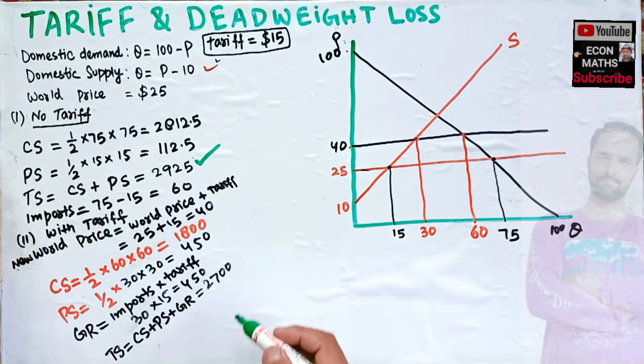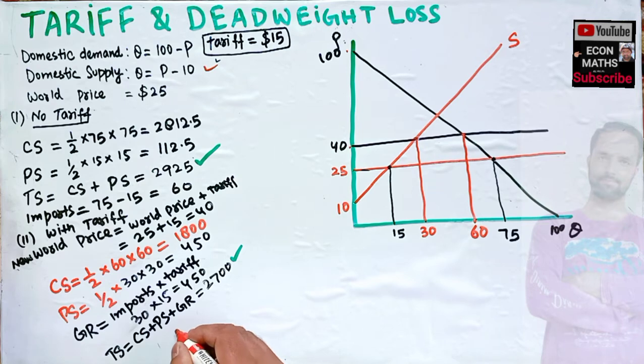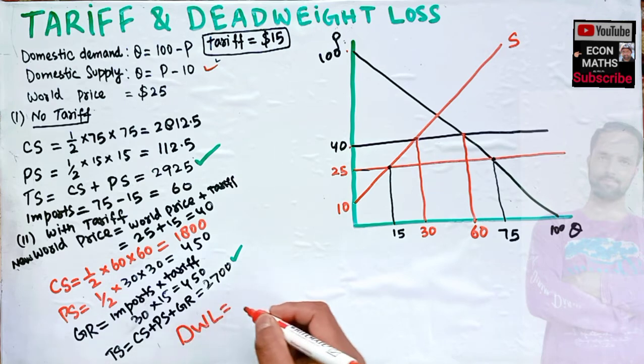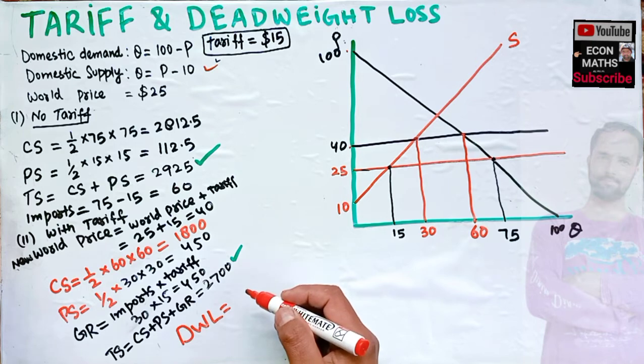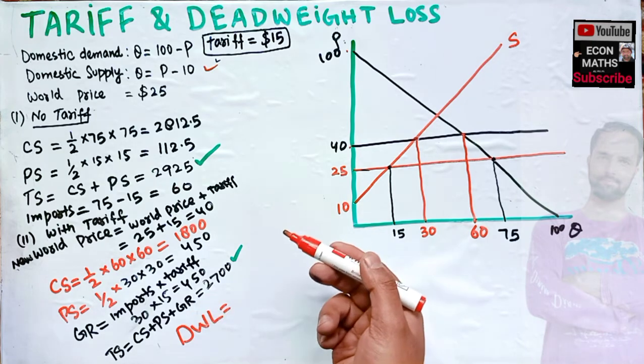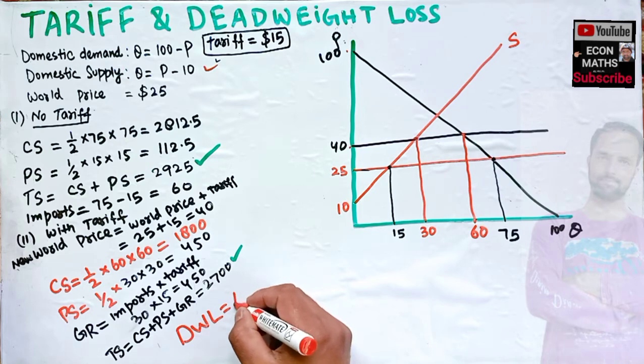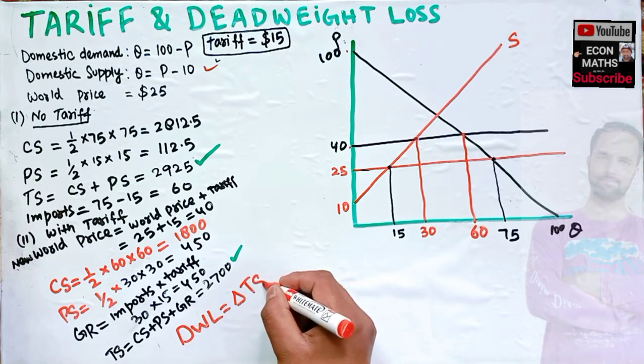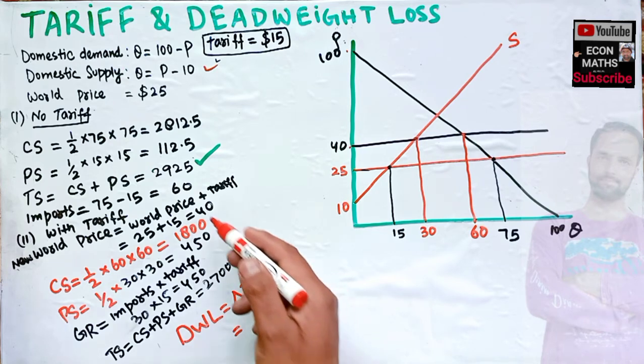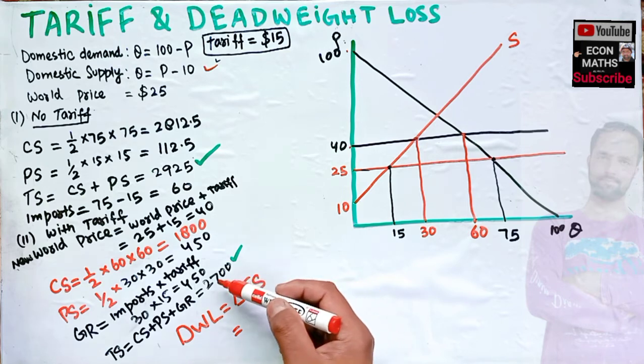This is our total surplus. After the imposition of tariff, this is our total surplus, and here we can clearly see there is a decrease in total surplus. Now here, deadweight loss is simply equal to the change in total surplus. So what is our change in total surplus?